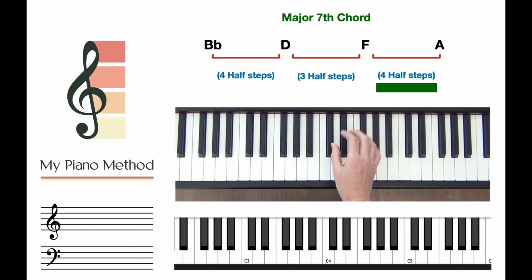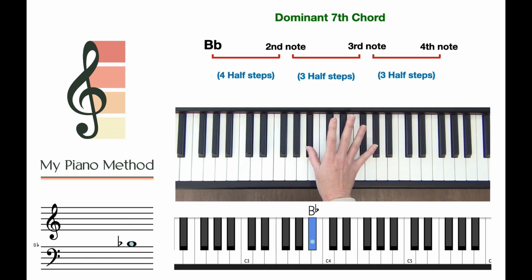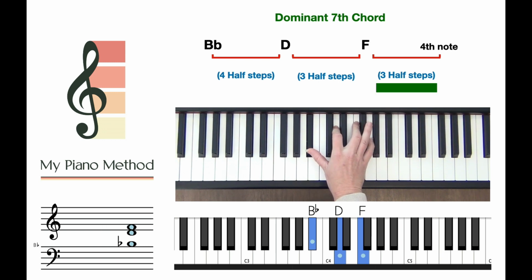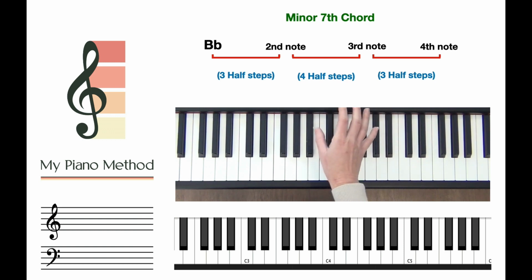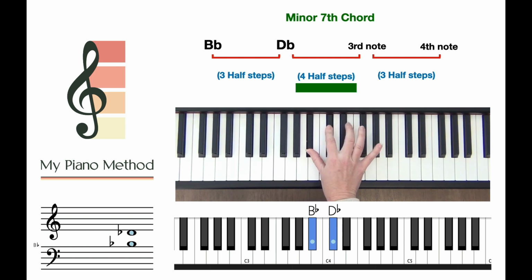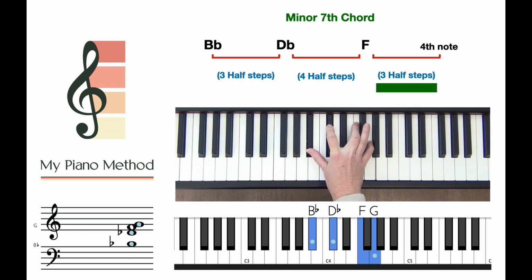Now let's create a dominant 7th from the B flat. So that's 4, 3, 3. 1, 2, 3, 4, followed by 1, 2, 3, followed by 1, 2, 3. B flat dominant 7th. And lastly, let's try a minor 7th from the B flat. That's 3, 4, 3. 1, 2, 3, 1, 2, 3, 4, 1, 2, 3. So here is a B flat minor 7.